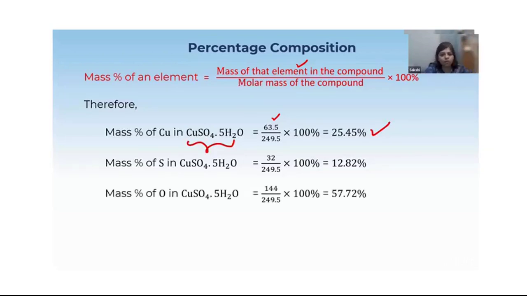Similarly, you can find out for oxygen. So why is it 144? It is 144 because there are 4 oxygen atoms, right? And then 5 into O, so the total of 9 oxygen atoms are there. That is the reason, right? So 9 into 16.